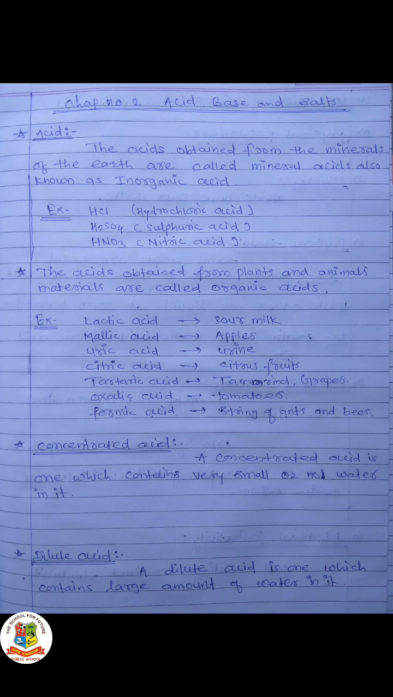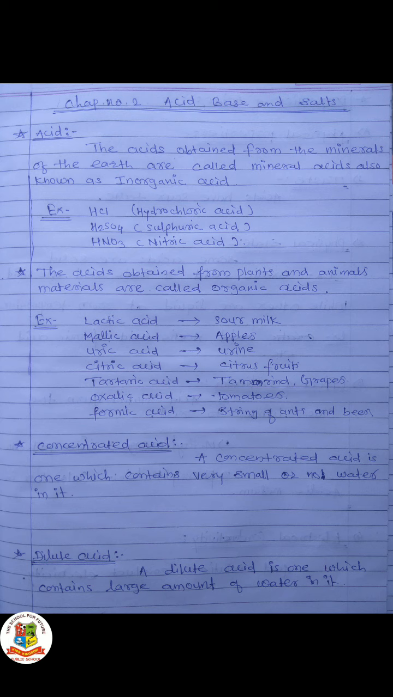Examples for the organic acids are lactic acid. Lactic acid is present in sour milk. Malic acid is present in apples. Uric acid is present in urine. Citric acid is present in citrus fruit. Tartaric acid is present in tamarind or grapes. Oxalic acid is present in tomatoes, and formic acid is present in the sting of ants and bees. I hope you understood the types of acids, that is inorganic acids and organic acids.